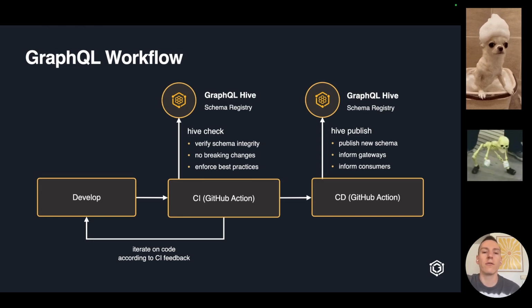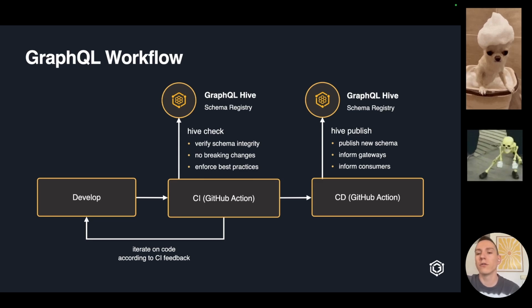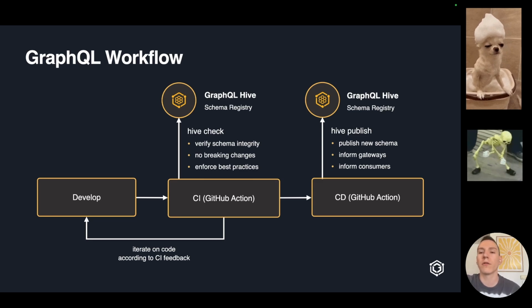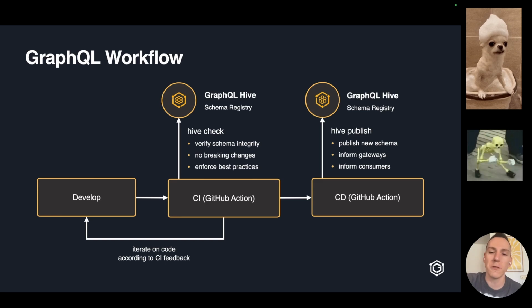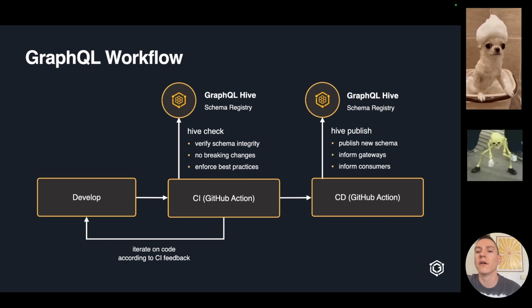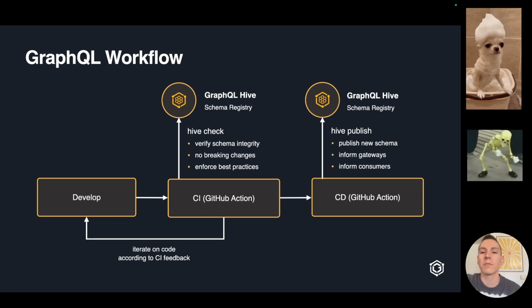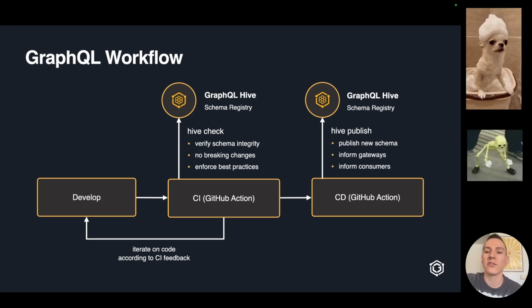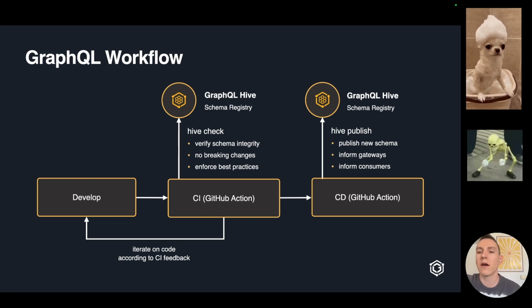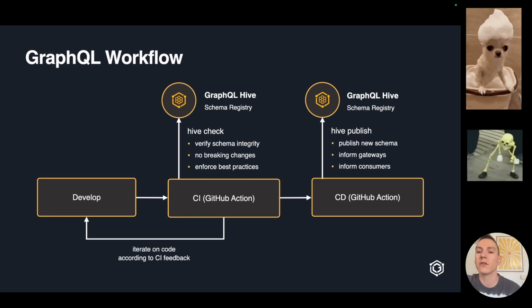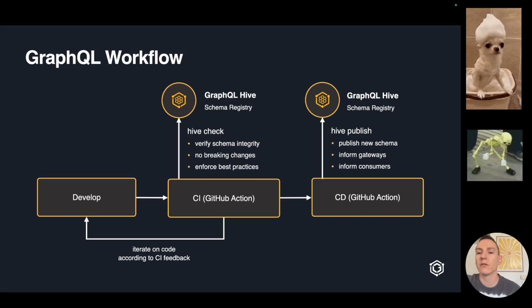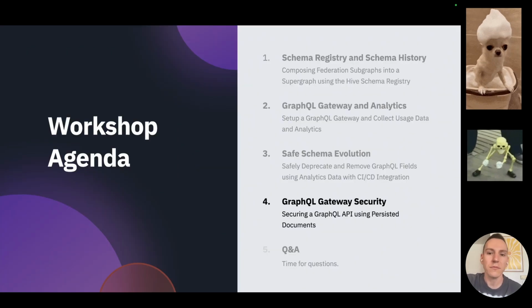Then, if everything is fine within your continuous integration, you would move on to actually deploying your subgraph code to production. And this would then be done with the Hive publish command. So after everything is fine, the changes in the subgraph are okay, there are no breaking changes, you would publish the new schema after you deployed the new subgraph version, and then the gateway would pull the new schema version and offer the new GraphQL schema to the outside world.